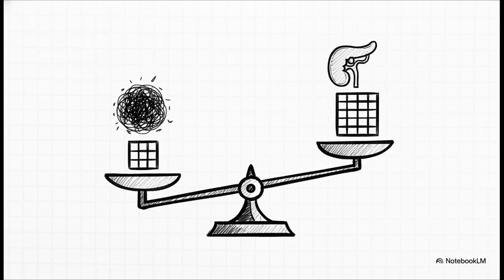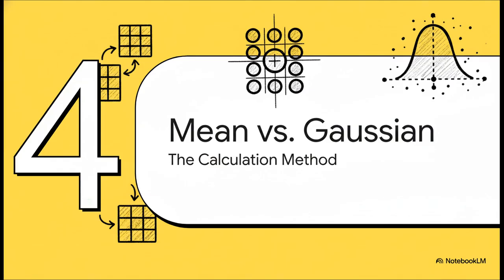A really large block size like 61 gives you much smoother boundaries, but it starts to act a little bit like a global threshold again. For things like segmenting organs, which have pretty smooth edges, a medium to large block size is often the sweet spot. Okay, so we've picked our neighborhood size.